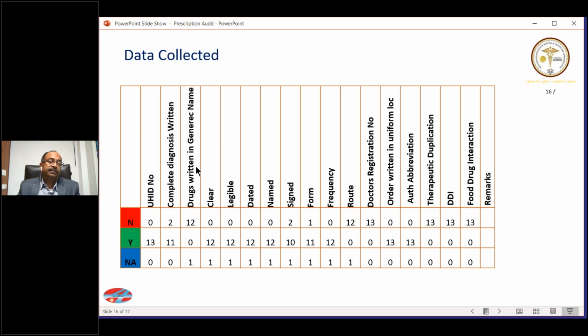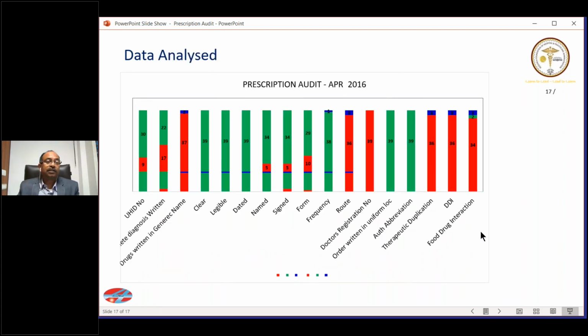Then the drug written in generic name. So, here you are saying that in 12 prescriptions, it was not written in generic name. In one prescription, the drug was not applicable because that prescription did not have any drugs in it. It was plain advice or something else. So therefore, it was not applicable. So like that, you summarize the data and then you plot it on a graph like this or a bar chart like this. Can everyone see this bar chart? This is something that is made by Excel, automated, very simple. You don't have to learn any new technology. It can be made very easily.